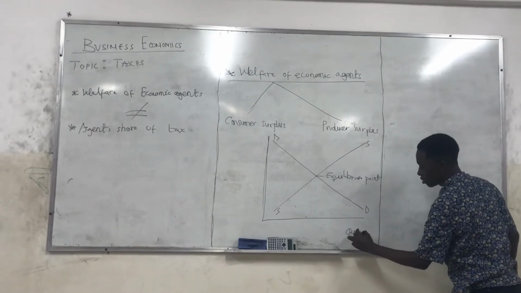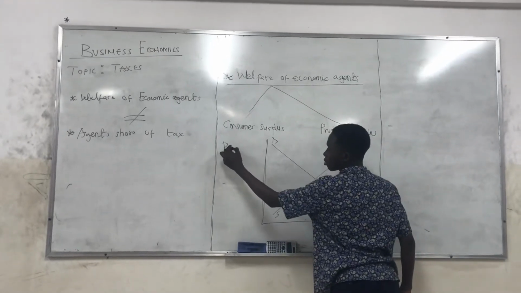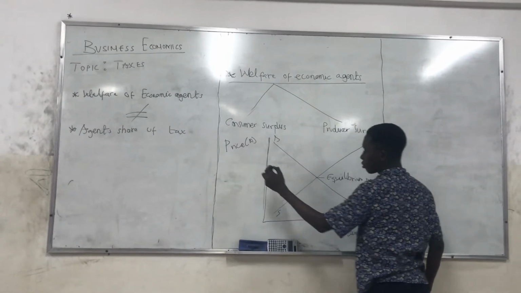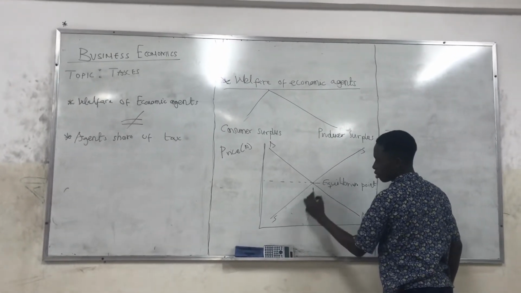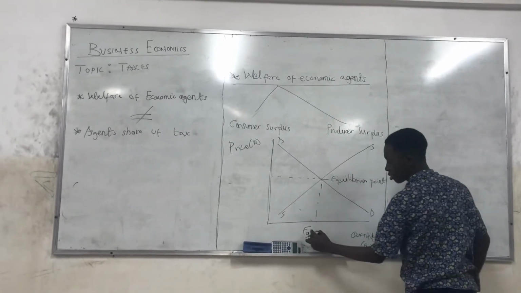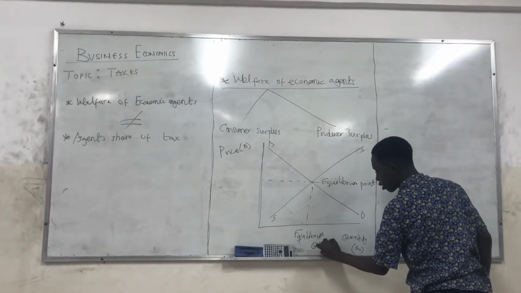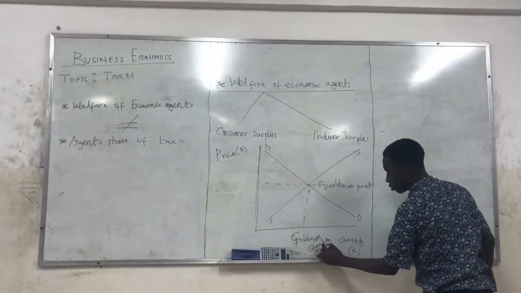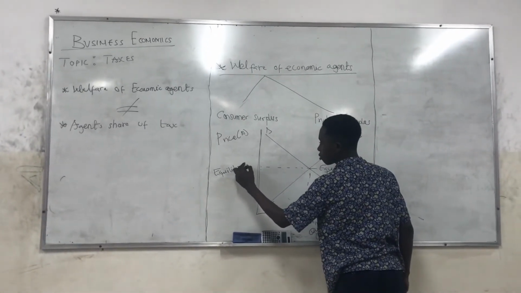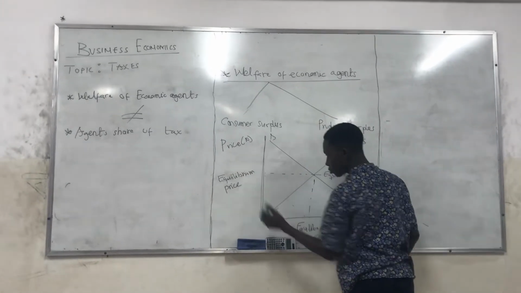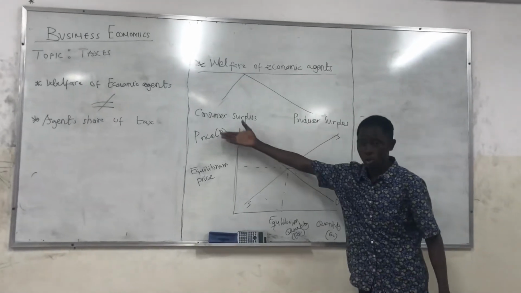This side is your quantity, which is Q. This side is your price, which is P. We have this side to be equilibrium quantity, EQ. We have this side to be equilibrium price. So this is the illustration of welfare of economic agent being consumer surplus and producer surplus.